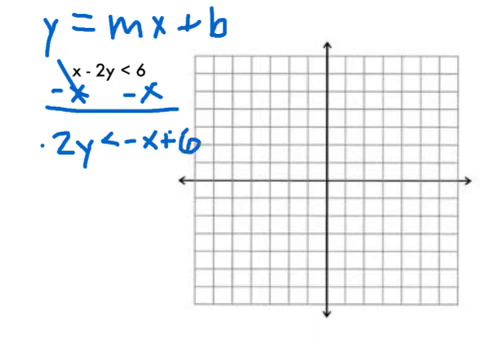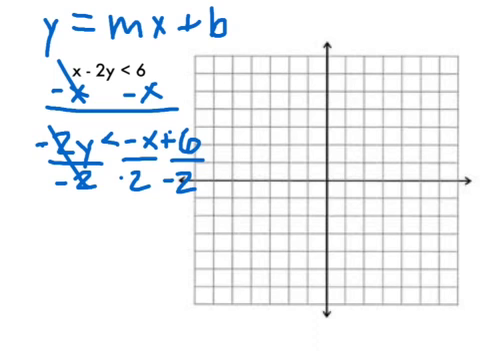So now that we have negative 2y is less than negative x plus 6, we still have to get this y value by itself. Since we're multiplying negative 2 by y, in order to get the y by itself, we're going to divide each and every term on both sides by negative 2. Something's going to happen when we do that. Whenever you multiply or divide by a negative, you have to flip the inequality sign. So it's going to be pointing the other direction.